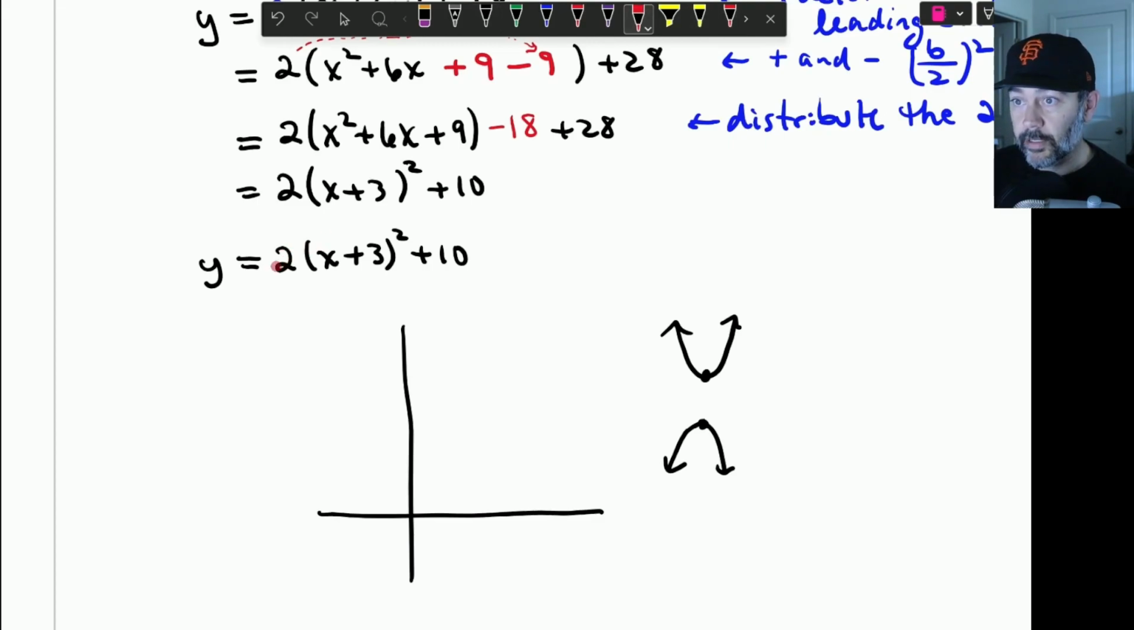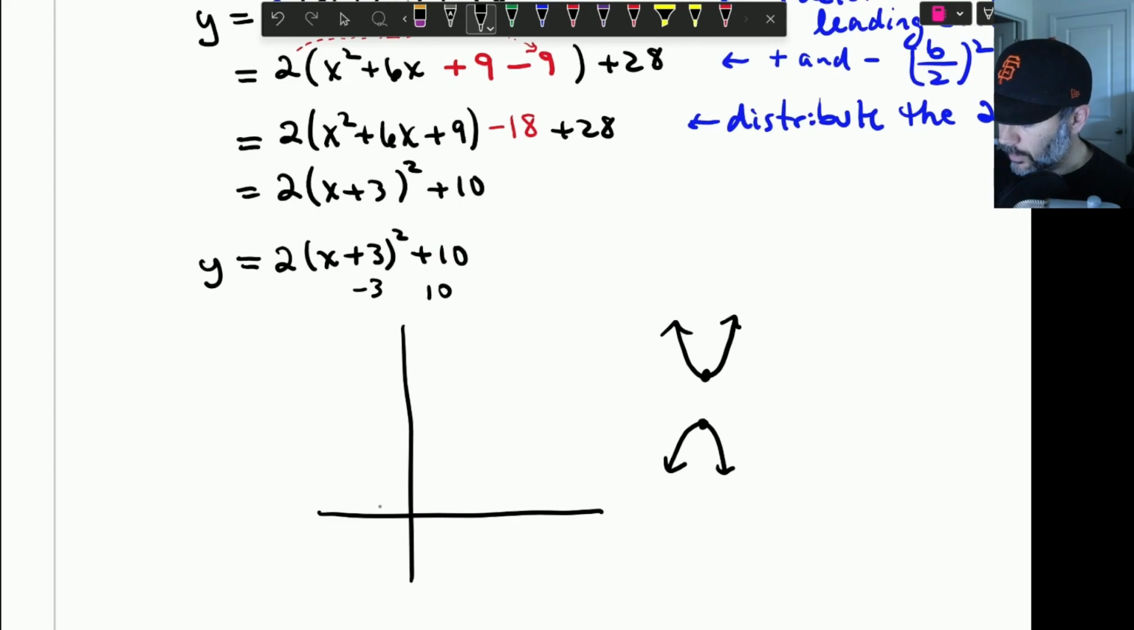Since this is a positive leading coefficient, it's going to look like this one. And the vertex, you can get the vertex from this. It'll be the opposite sign of this, so it'll be negative 3 and 10. You might remember when we did our graph transformations that this is a transformation of the x squared graph, 3 to the left and 10 up.